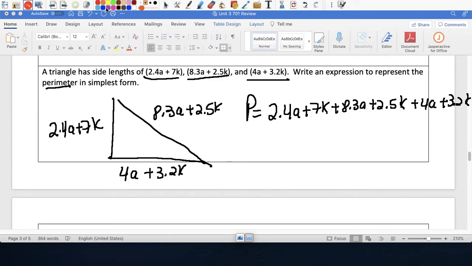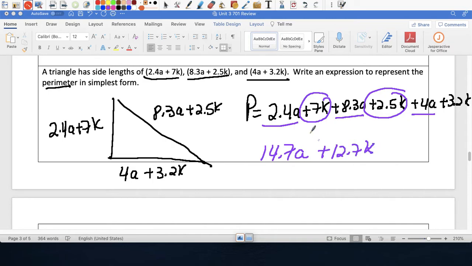Can we combine any like terms? Yeah, there's this a and this a. So 2.4a plus 8.3 plus 4 is going to give us 14.7a. The k's, we have 7k plus 2.5k, which is 9.5k, and plus 3.2k, that's going to give me 12.7k. So if you combine all the k's, 7, 9.5, 12.7. So this is my final answer right here.